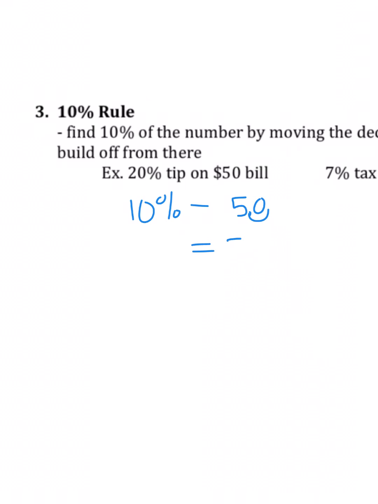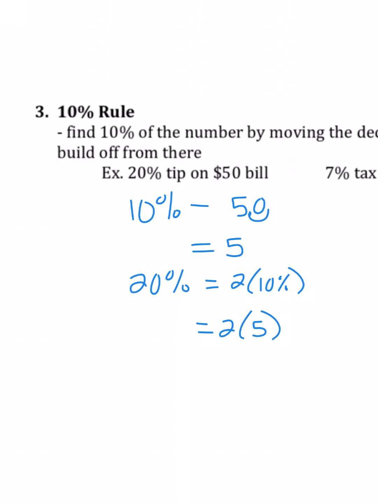So 10% would equal 5. So then if I want to find 20%, 20% is really just equal to 2 times 10%. So I would do 20% equals 2 times 5, and my answer would be $10. So my 20% tip on a $50 bill would be $10.